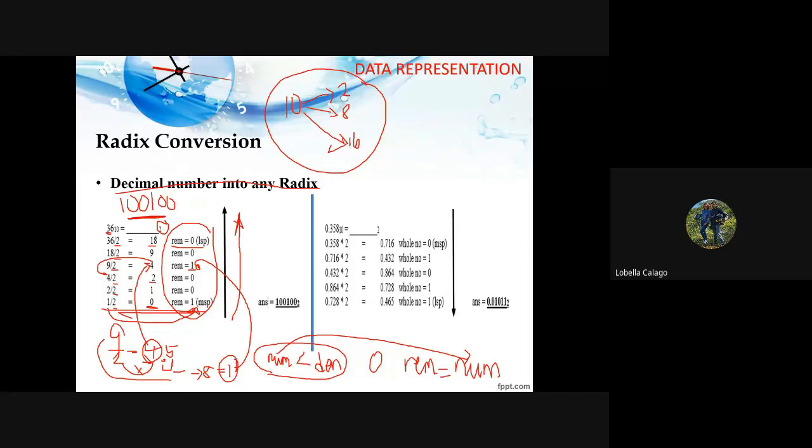How about if we're having a given decimal number system, decimal fraction. Decimal fraction kasi ang tawag dito. So, we have 0.358 base 10 divided by 2. Pag decimal fraction, we will multiply it to 2. Kasi hinahanap natin si 2, so multiply po natin si 2. So, 0.358 times 2, we have 0.716. So, walang whole number. 0.716 times 2 will give us 1.432 rather.